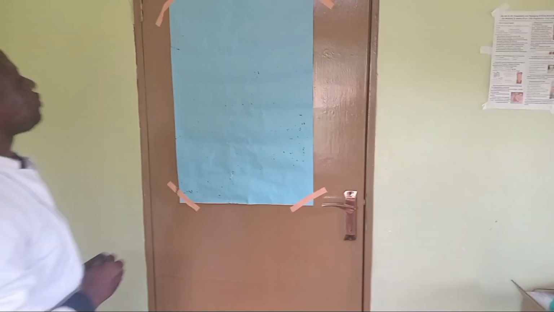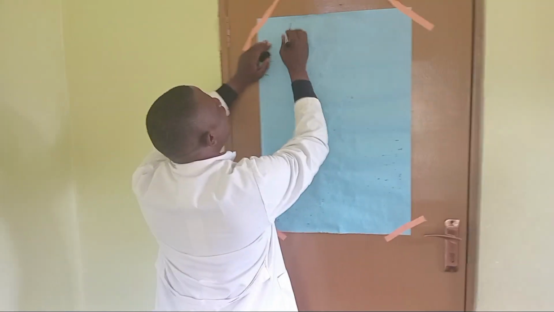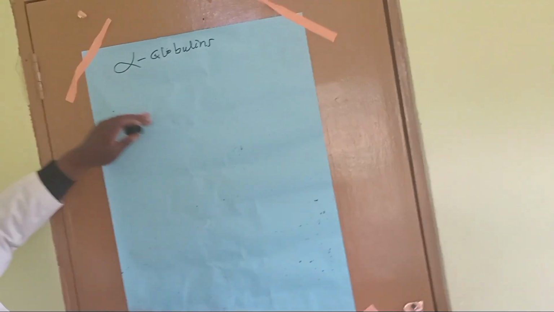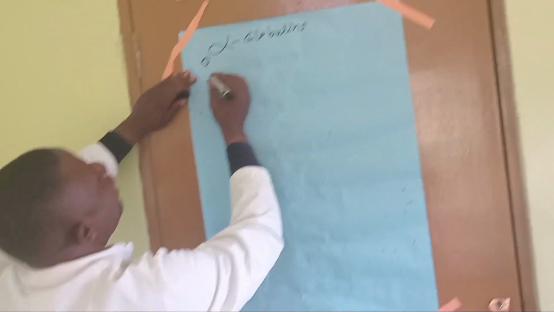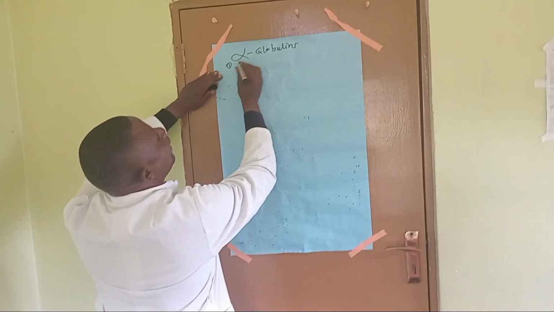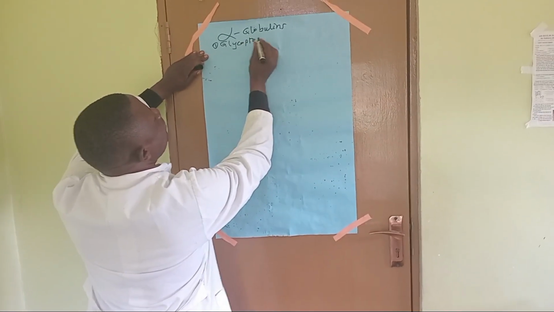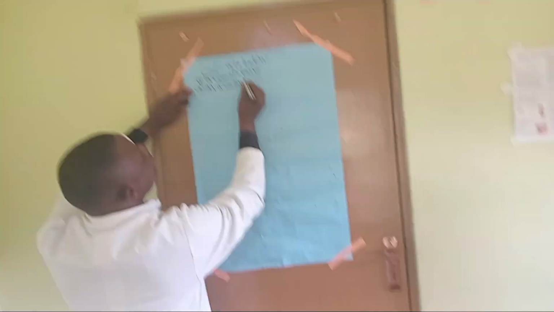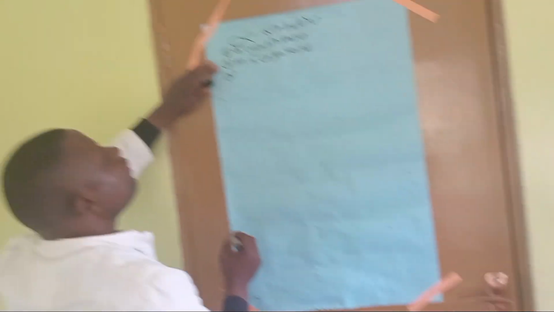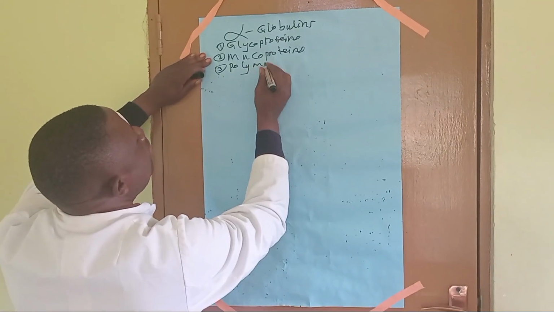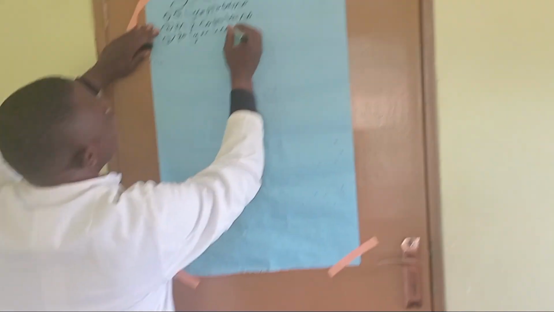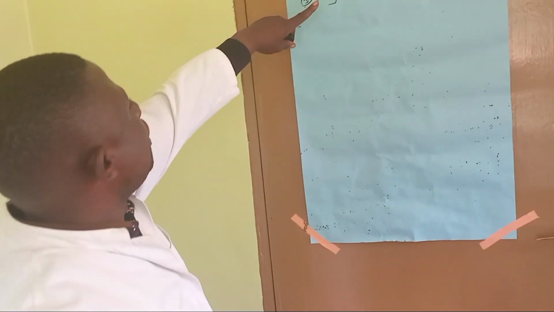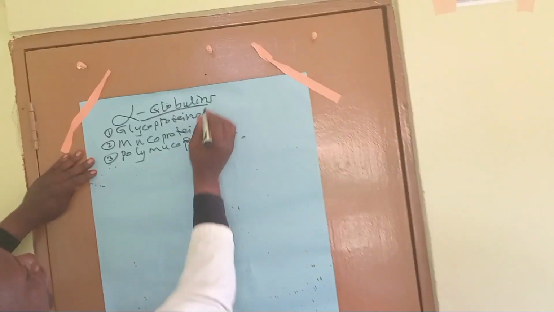Now, when we look at the alpha globulins, you can see we have the glycoproteins, we have the mucoproteins, and we have also the polymuco. Majorly, that one. So these are the alpha globulins.